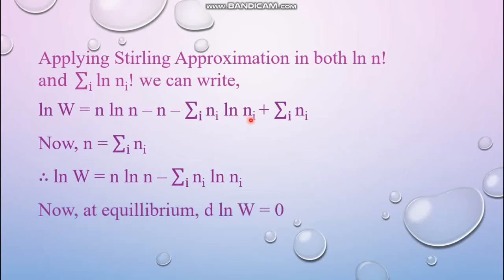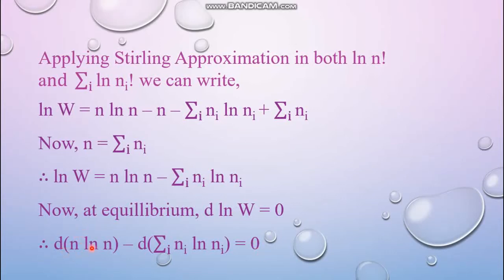Now at equilibrium, this was also said at the time of the discussion of probabilities. At equilibrium, this is maximum, so its derivative would be 0. So the derivative of ln W is 0, so d ln W is 0. If it is at equilibrium, then the derivative of the right hand side also would become 0. So we can write the derivative of the first term and the derivative of the second term equals 0.